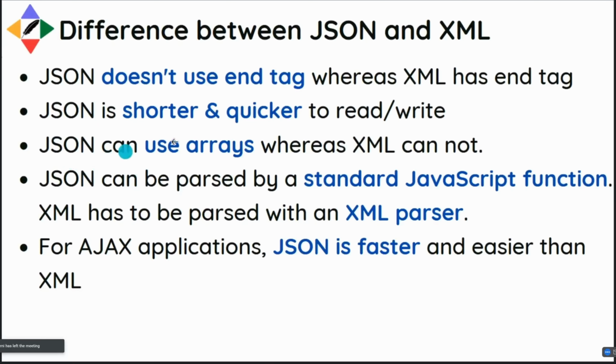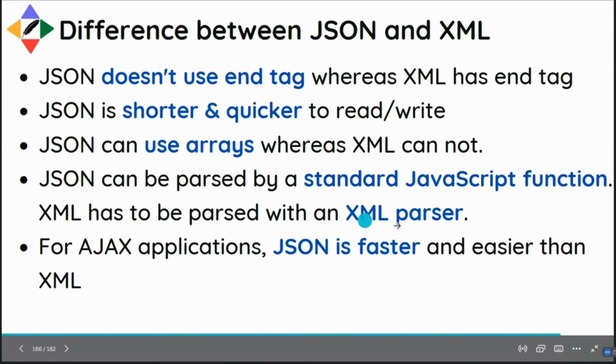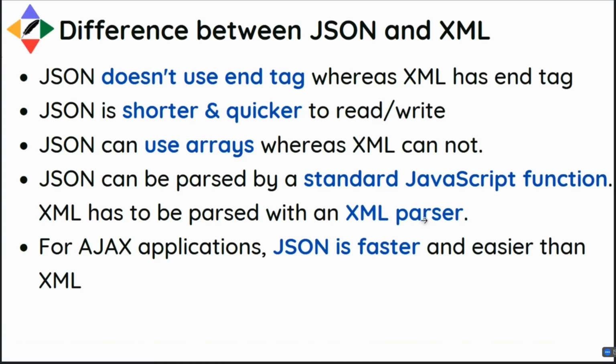And then JSON can use arrays, whereas XML cannot. As you saw with JSON.parse, you can take a string array and convert it back into a JavaScript array. But in XML, you cannot do that. JSON can be parsed by a standard JavaScript function, like JSON.parse or JSON.stringify, whereas XML has to be parsed using an XML parser. That is another set of coding requirement, how to parse the XML. But here there is a simple function where you pass the argument, and it will be taken care of.